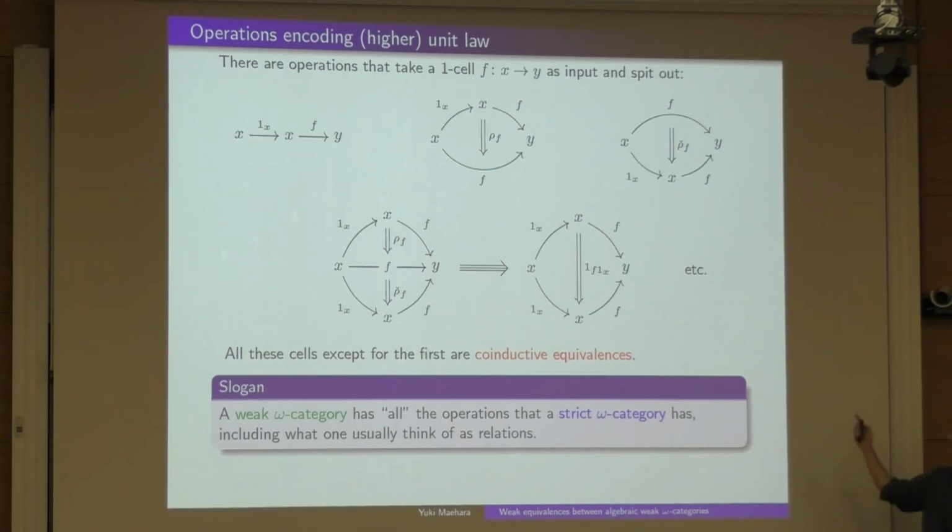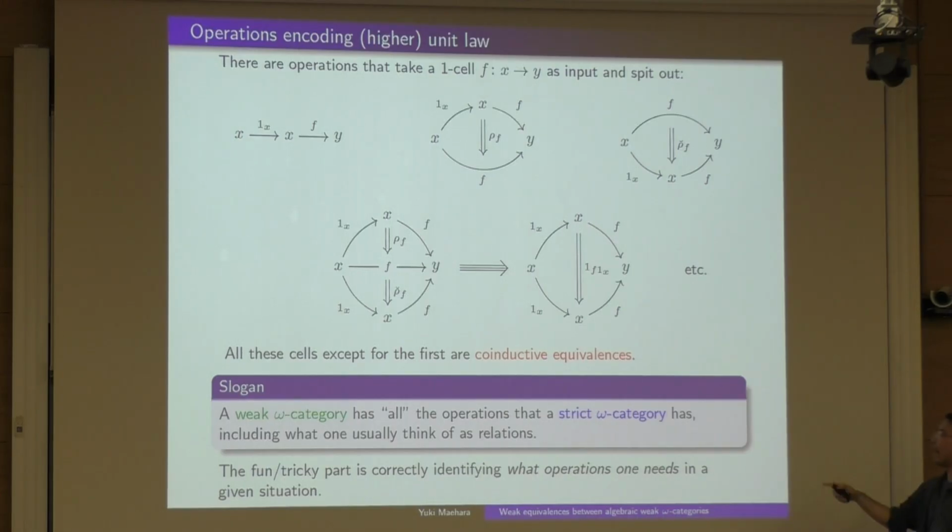Except that maybe you had an equality in the strict world, but you only have an equivalence in the weak world. But somehow you can generalize not just the statement but also the proof from the strict case by encoding all the relations that you're using as operations. So if you actually do that, then the fun part or the tricky part, depending on your viewpoint, is actually correctly identifying what operations you actually need in a given situation. Because you do have all the operations, but they're encoded by that lifting property, so you don't have the list of operations that you have access to.